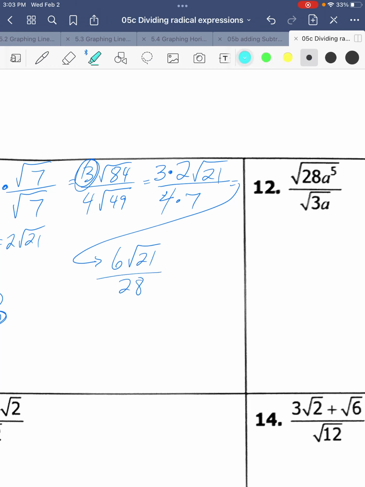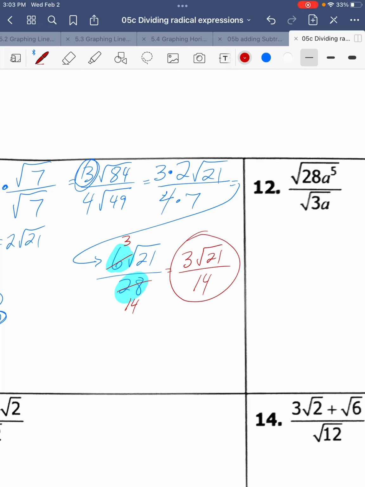Now we're going to look at, you always look at your coefficients, 6 over 28. Can we reduce that fraction? Yep. Divide them both by 2. Divide 6 by 2, you get 3. 28 divided by 2 is 14. 3/14, can I reduce that? No. And that is your final answer.